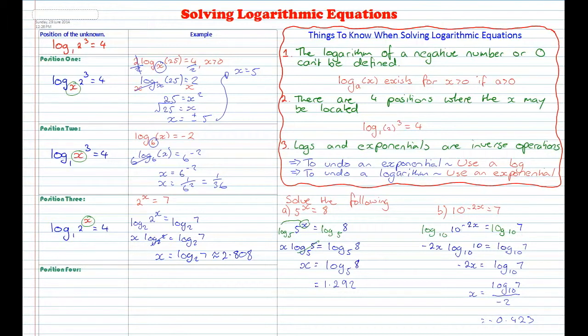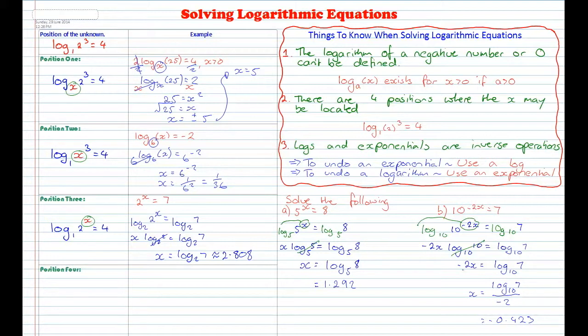Now third layer once again, so the negative 2x is going to come out the front, leaving us with negative 2x times log 10 10 is equal to log 10 7. Once again, log 10 10 is equal to 1, so that's going to go away, leaving us with negative 2x is equal to log base 10 of 7.